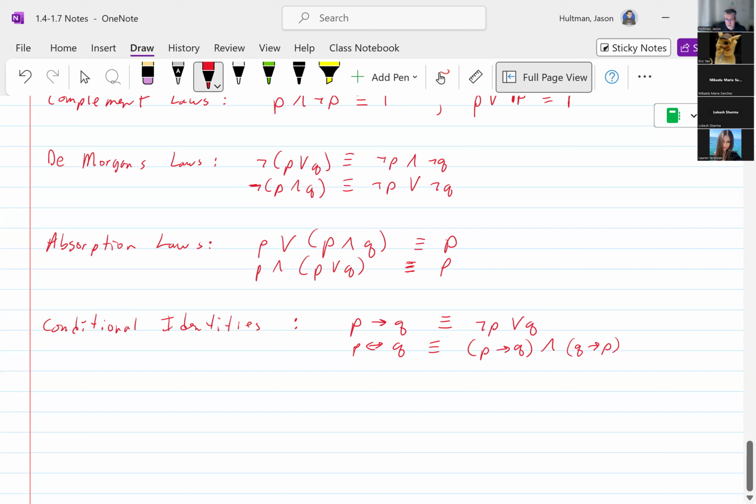Which we could use, if we really wanted to, the statement right above it to turn that all into one statement that doesn't involve any conditions. We could say that this is not P or Q, and not Q or P. Kind of cool.